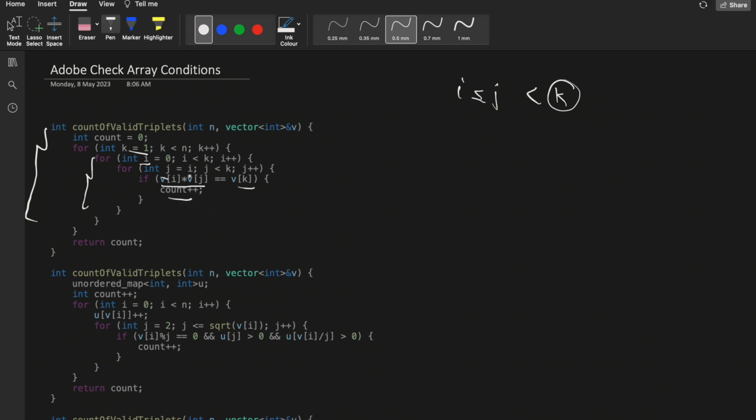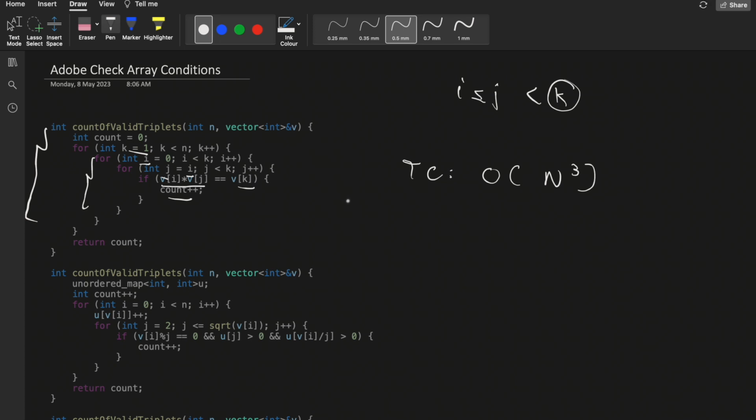Okay, see, I started j from i because j can be equal to i, so start j from i. So this is a brute force approach with a time complexity of big O of n cube, right? You can see the 3 for loops going. So this is the time complexity here. Now let's think of how we can reduce the time complexity.